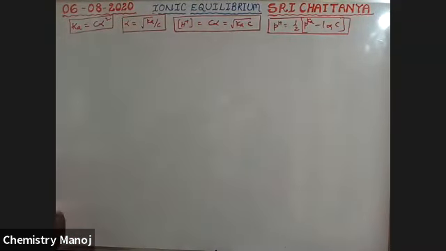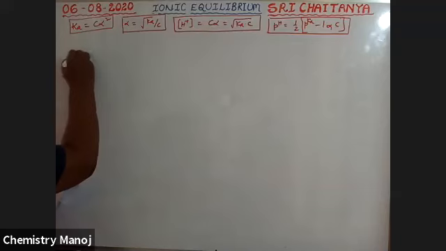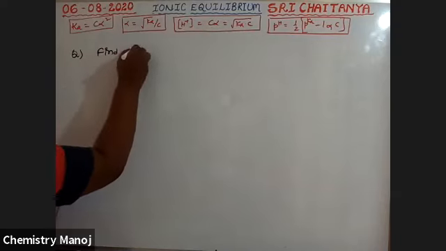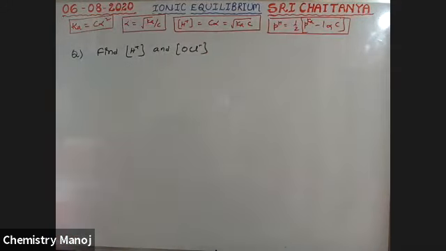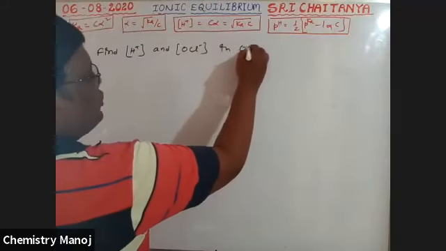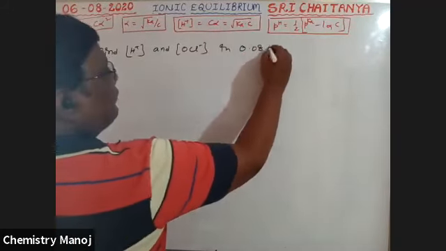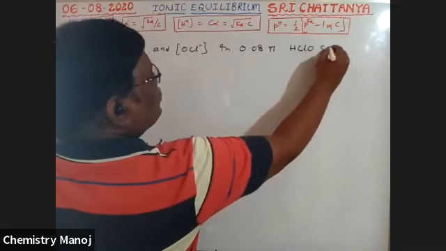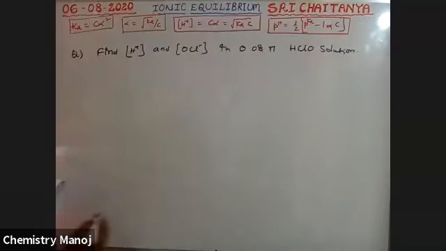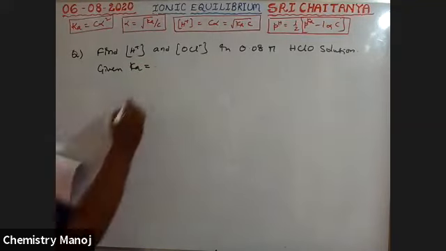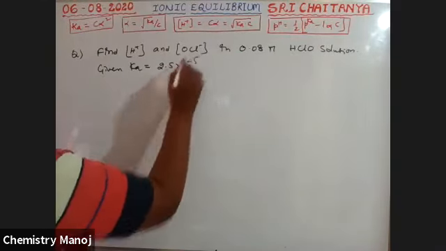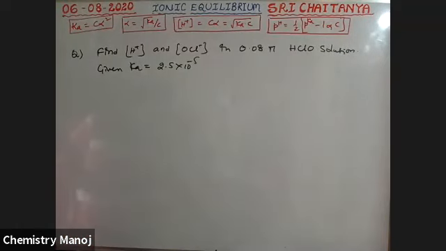Next one. Question is, find H plus and OCl minus concentrations in 0.08 M HClO solution. Given Ka is equal to 2.5 into 10 power minus 5.